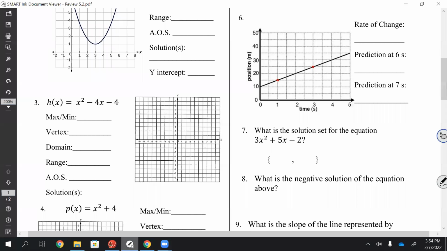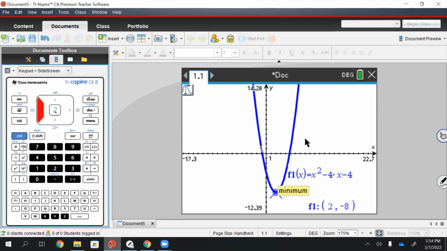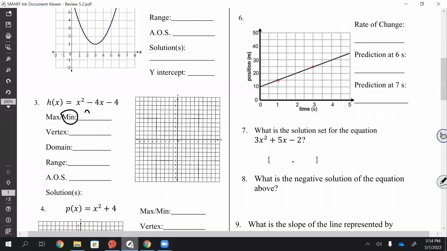So on our graph here, we have a minimum. And if you look, it tells us our minimum is at (2, -8). So (2, -8), that's our minimum. Now also your vertex is that same spot. Remember, your vertex is your minimum, or your vertex is your maximum. So where is our vertex on this one? (2, -8).